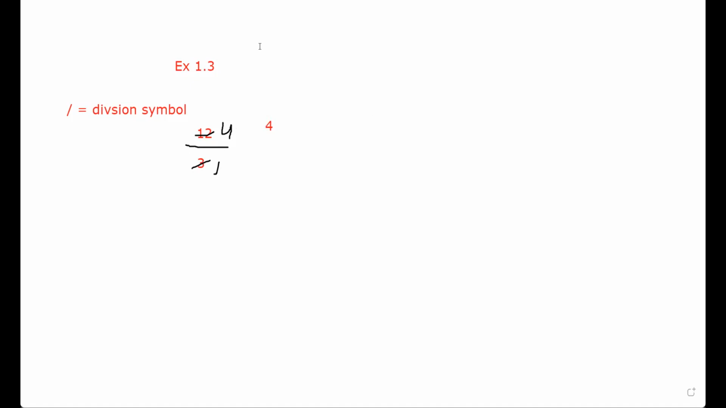So we can write this as 4 upon 1. And my dear students, if 1 is written at the denominator, we don't need to write down this step, the 1. So we just directly write 4. Okay, so 4 is the answer of this integer.